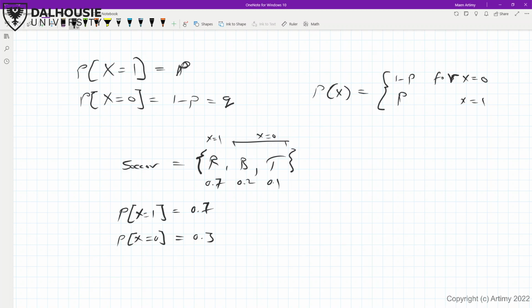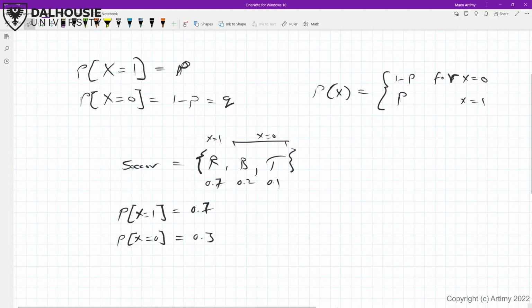So I turned the result of the soccer game into a Bernoulli distribution by selecting one outcome, which is what I consider the success. When considering random variables, red wins is assigned a value of 1, and everything else is assigned a value of 0, and the probability of x equal 1 will be 0.7.